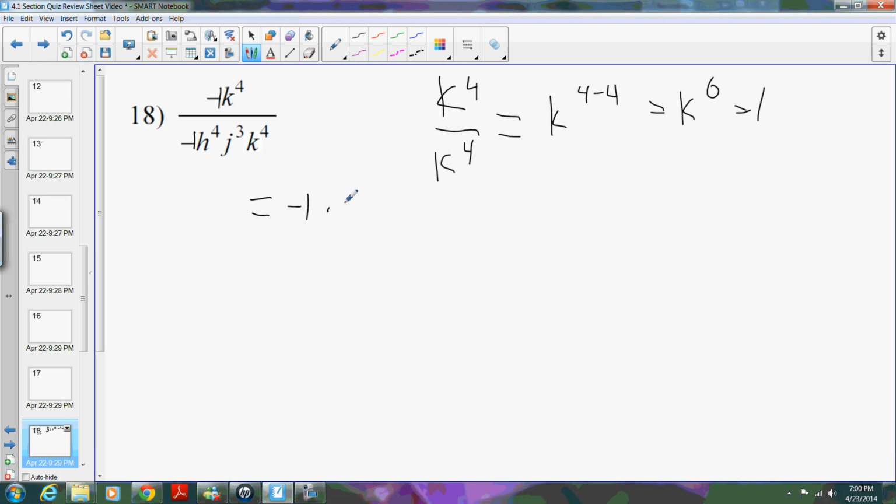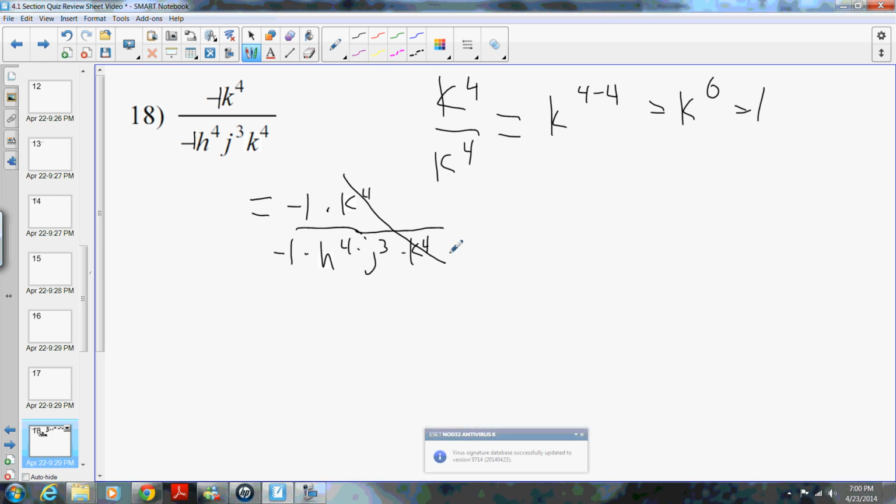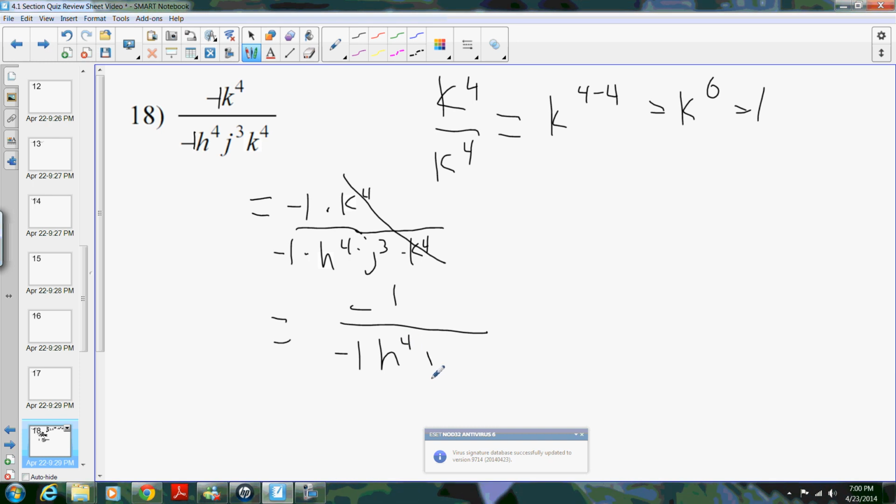I have the room. It is negative 1 times k to the fourth over negative 1 times h to the fourth times j to the third times k to the fourth, right? Let me extend my fraction bar here this way. So this negative 1 stays. When I divide k to the fourth by itself and get 1, the negative 1 remains. So my result after that is negative 1 over negative 1 h to the fourth j to the third. Now, negative 1 over negative 1.